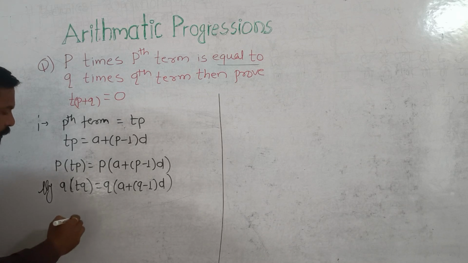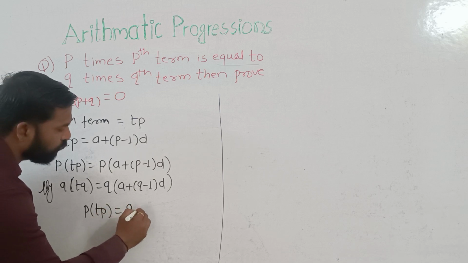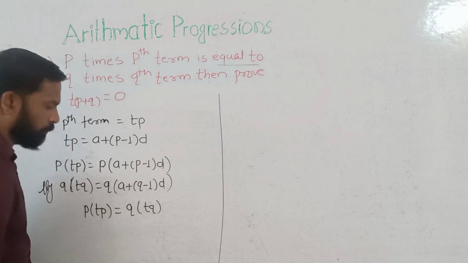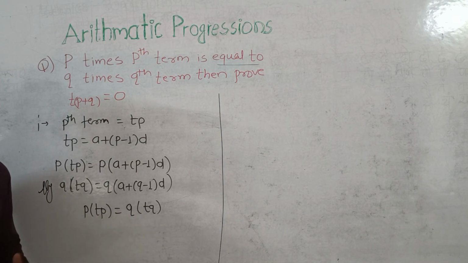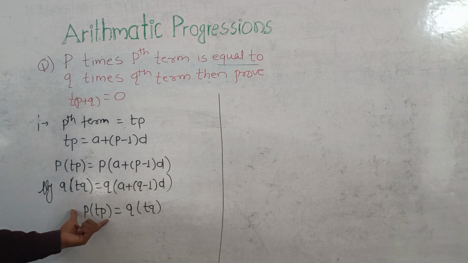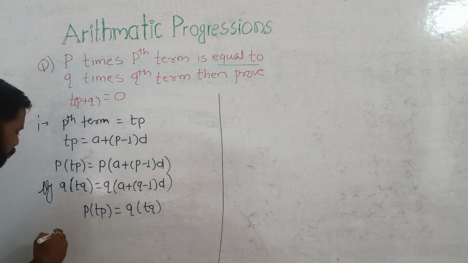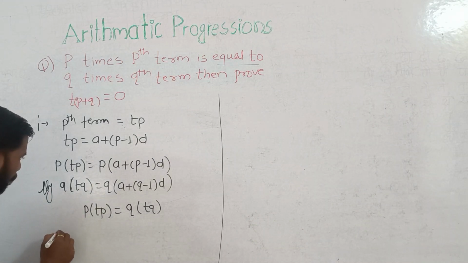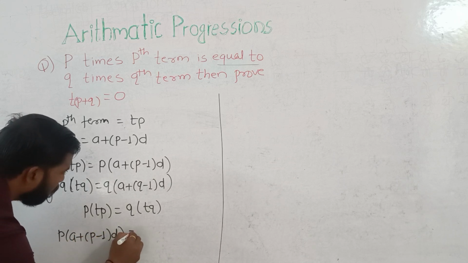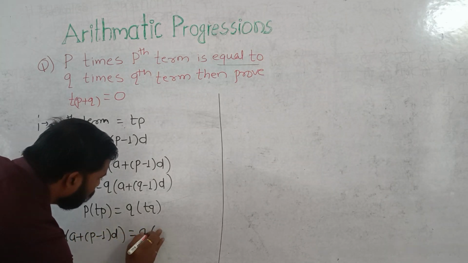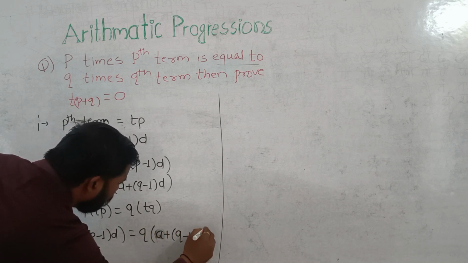Okay, what is the condition? p times pth term is equal to q times qth term. You know it very well. They are saying p times pth term is equal to q times qth term. So I can substitute the values. I am putting the values here: p into (a plus (p minus 1) into d), which is equal to q into (a plus (q minus 1) into d).